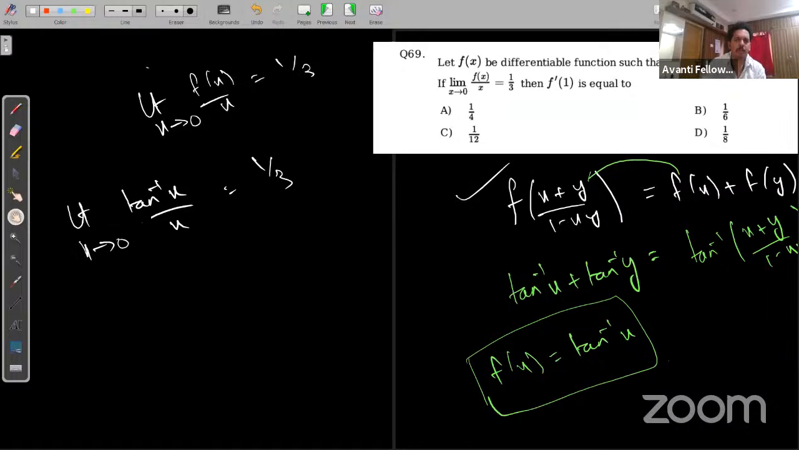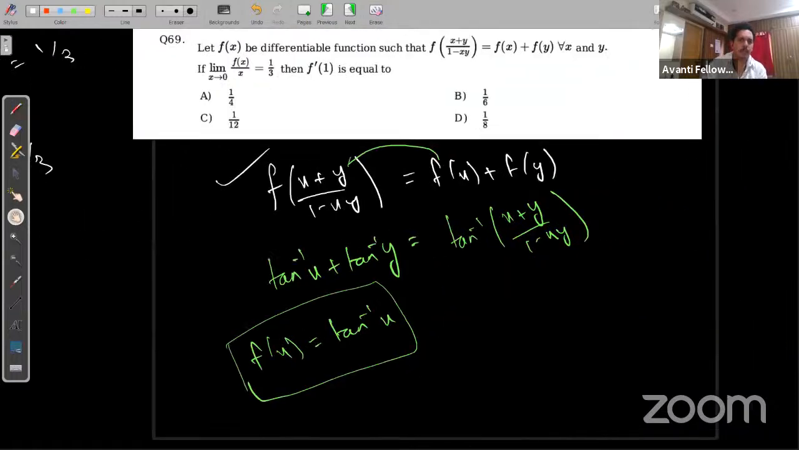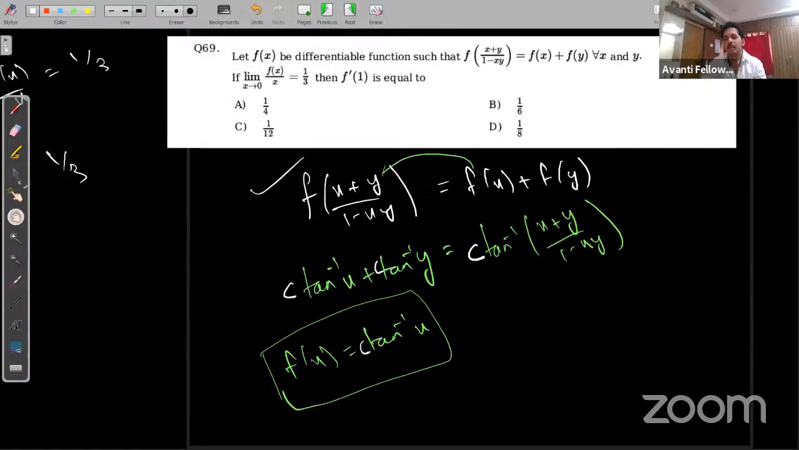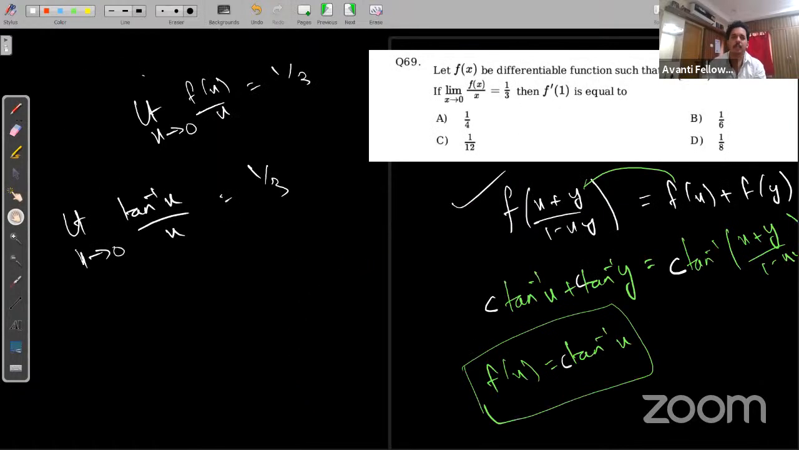Here, one thing we have forgotten. There could be some constant outside, any constant. So c into tan inverse of x will be our function, not only tan inverse of x, because you have to take the general solution, not a particular solution. F of x could be 2 tan inverse of x, 3 tan inverse of x; for any such constant, it is going to satisfy the given equation. So we have to take c into tan inverse of x.